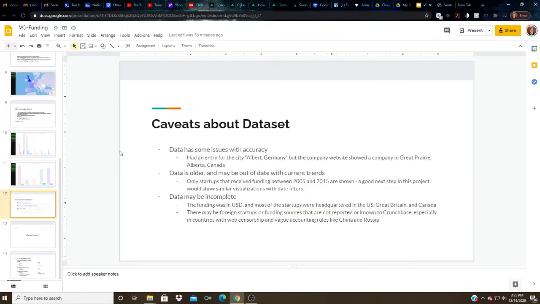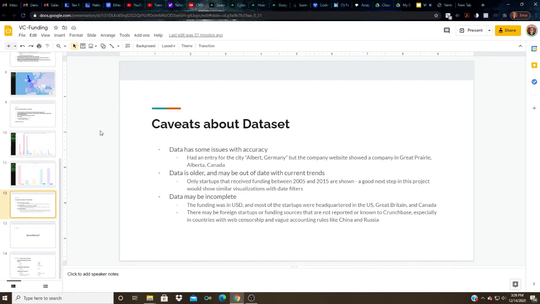So we did have to mention some possible issues with the data set. It is old data because it's free. It's on Kaggle. It might have some issues with accuracy that are just typos when the data was input, because I was trying to find Albert, Germany, when I was trying to find the coordinates of each city, and we actually found out that there is no city Albert, Germany. So I went on the company website and it was actually in Alberta, Canada, a different whole continent.